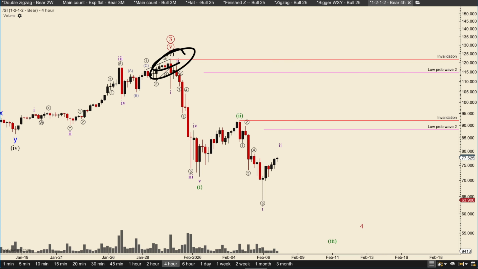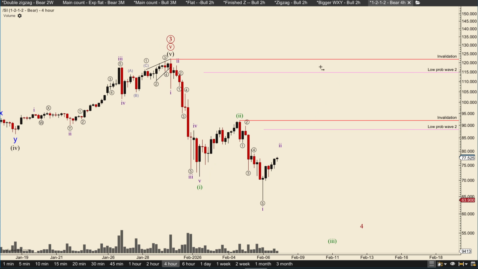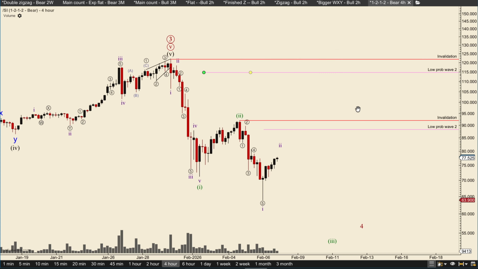Sad but true. And also if we hit this, then it's a low probability for a wave 2, meaning that if we have wave 1 here and we hit this, then this scenario has a lower probability. And this is at 114.635. So better be safe than sorry.